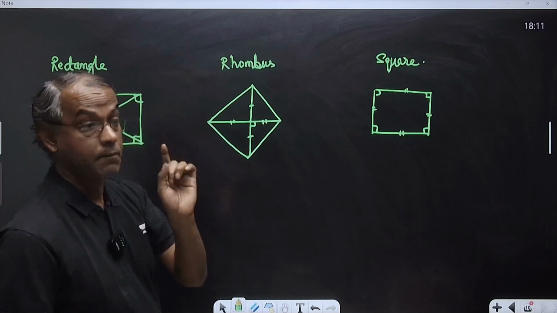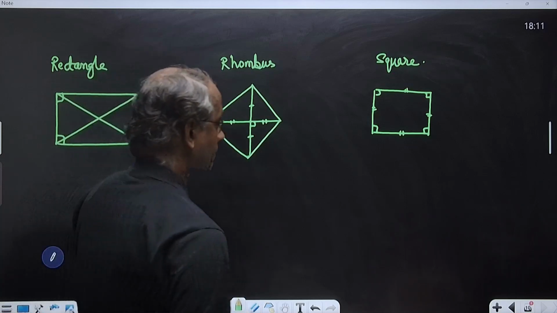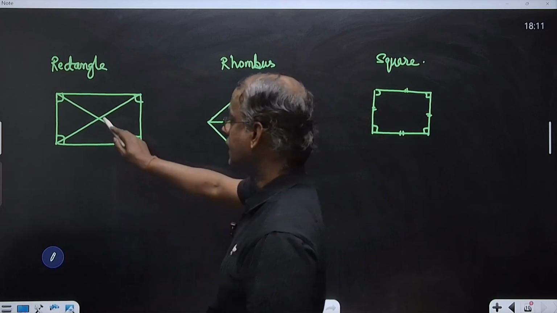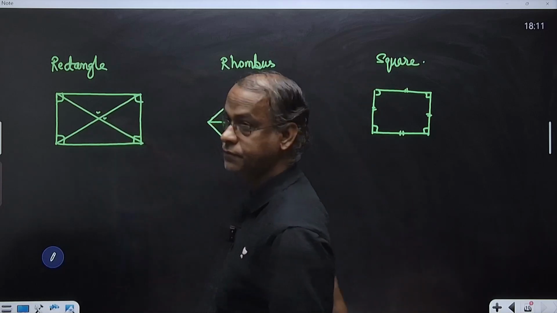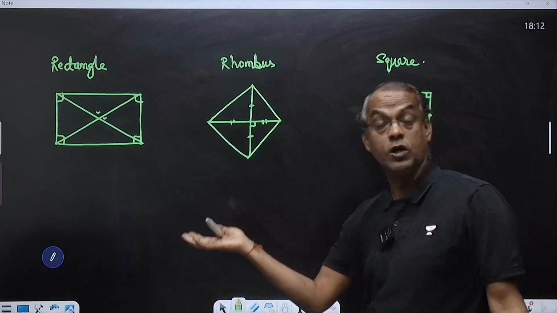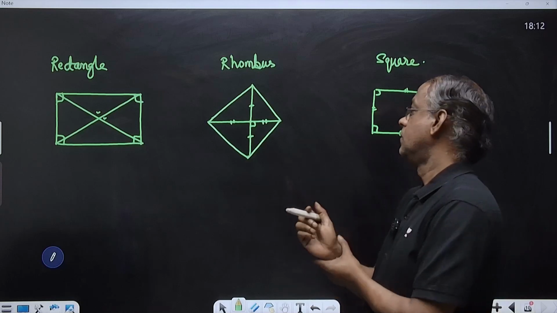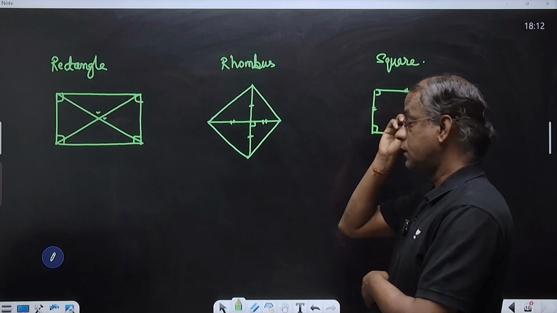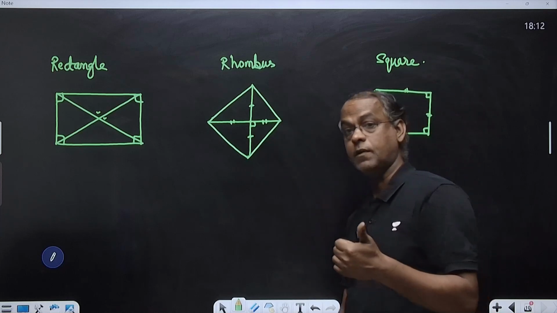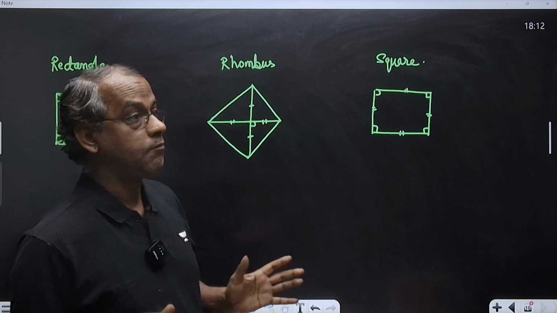Bisection is a very, very important tool. Here diagonals are equal in length and they are bisecting each other. This angle is not 90 degrees. Here, of course, because it is a parallelogram, diagonals bisect each other. They are not equal in length. In a square, diagonals are perpendicular and equal to each other. Bisection plays an important role.